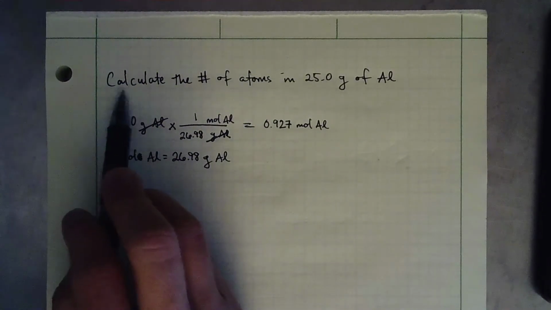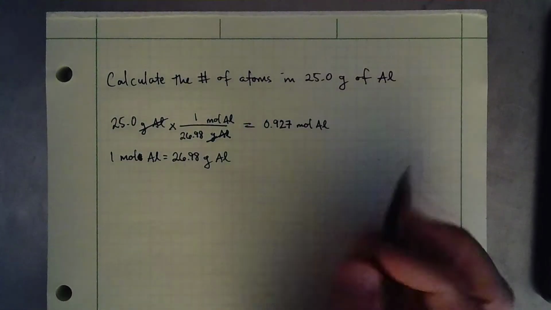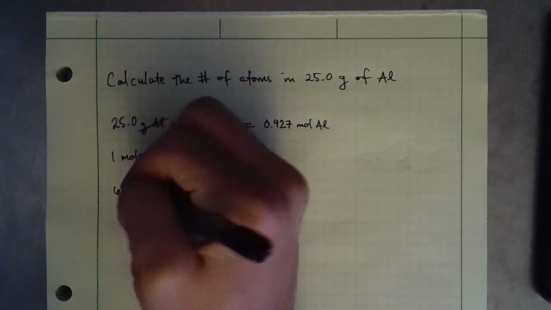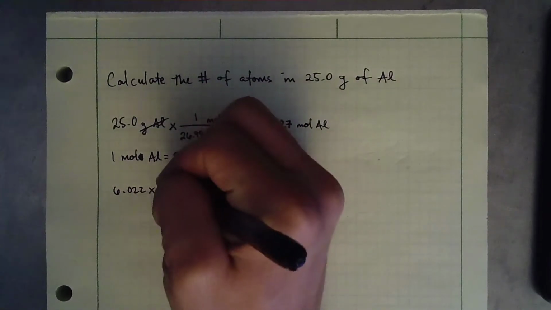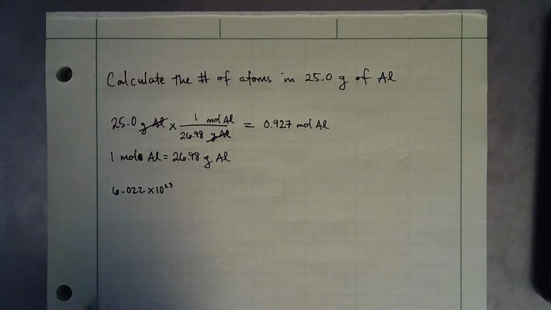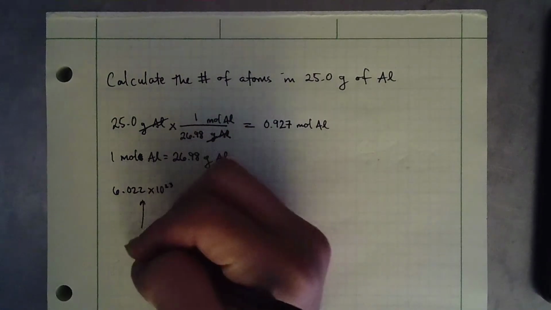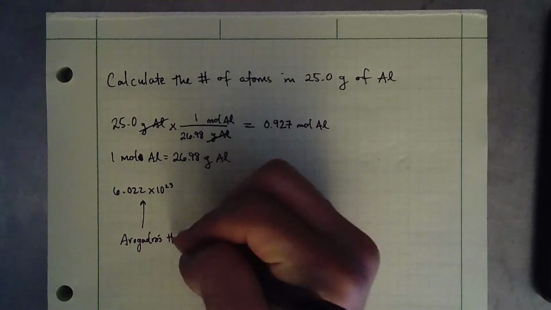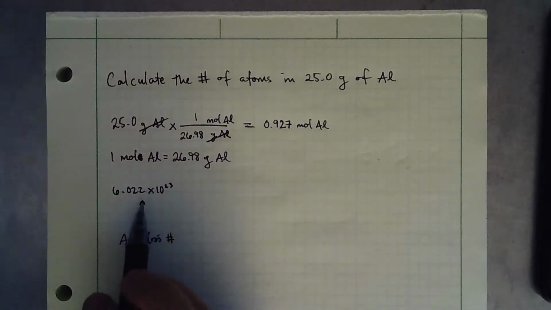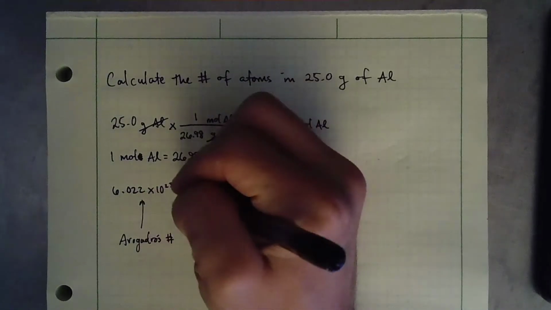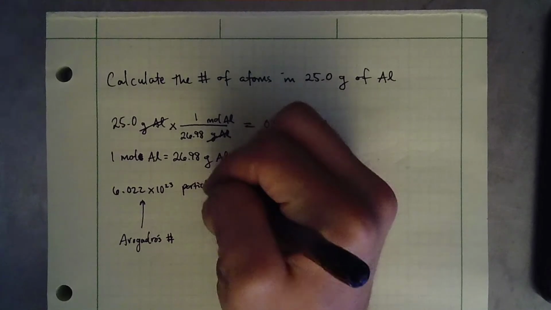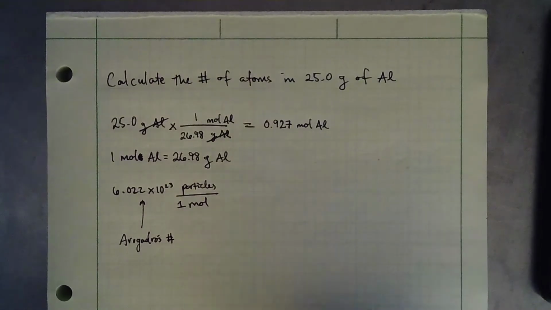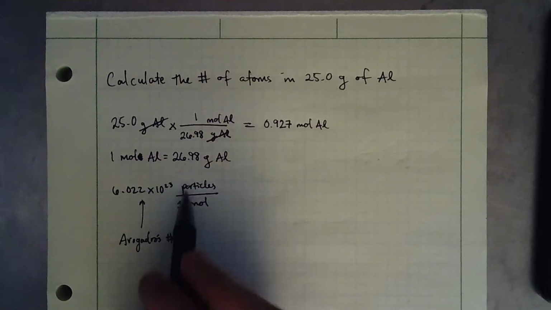Remember, the question is to calculate the number of atoms. Well, we had this number, 6.022 times 10 to the 23rd. I never told you what that number is called, by the way. This is called Avogadro's number. And this number is in units of particles per mole, or particles per 1 mole. So there are this many particles per 1 mole.